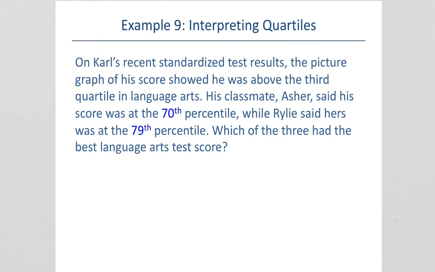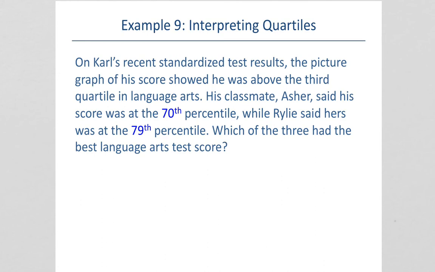Example 9 said, on Carl's recent standardized test results, the picture graph of his score showed he was above the third quartile in language arts. His classmate Asher said his score was at the 70th percentile, while Riley said hers was at the 79th. Which of the three had the best language arts score?